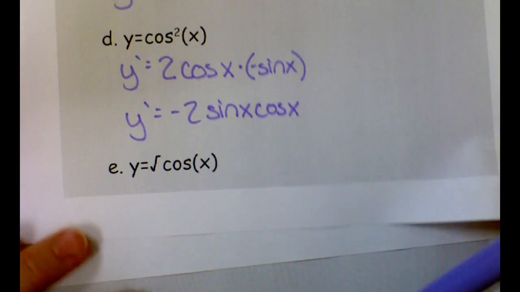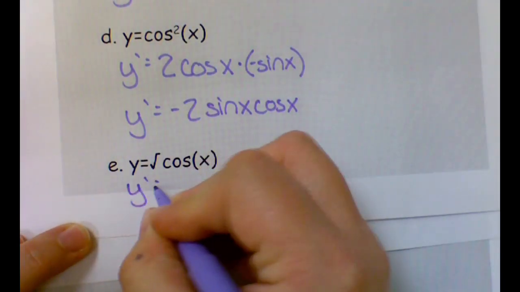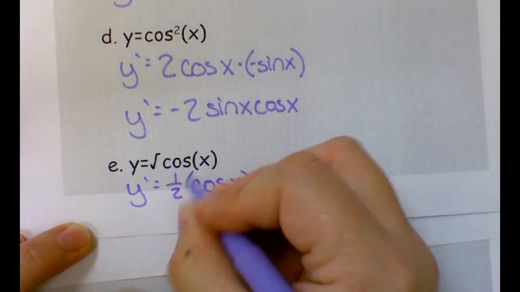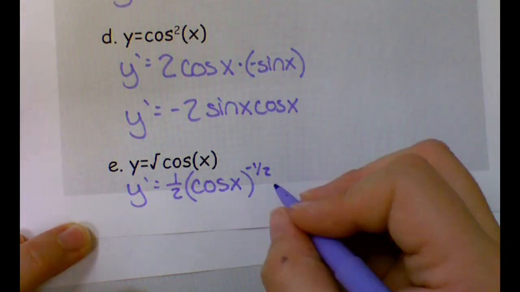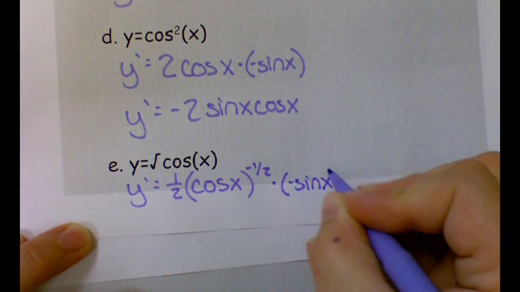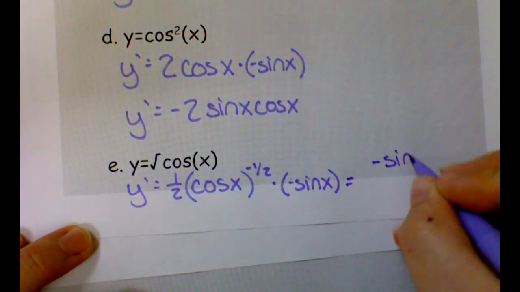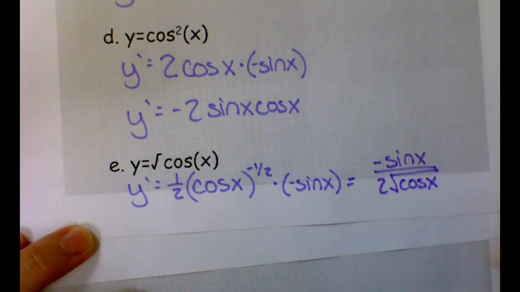And finally for E, the derivative of the square root of cosine of x. Well, we will bring down the power, so 1/2 times this unchanged, but subtract 1 from the power, so it's cosine to the negative 1/2 power, times the derivative of the inside, which would be negative sine of x. So my derivative is negative sine of x over 2 square root of cosine of x.